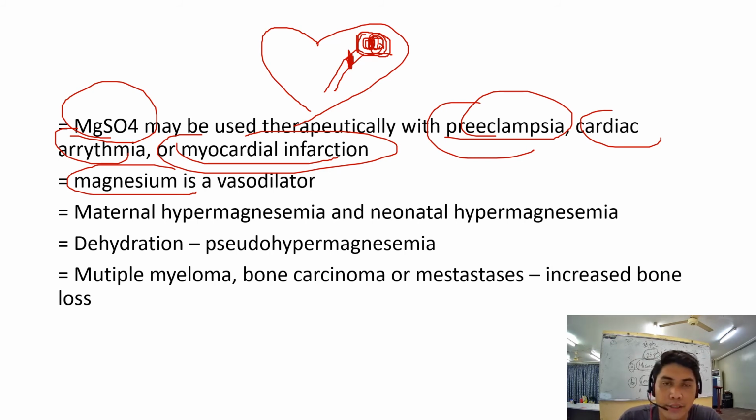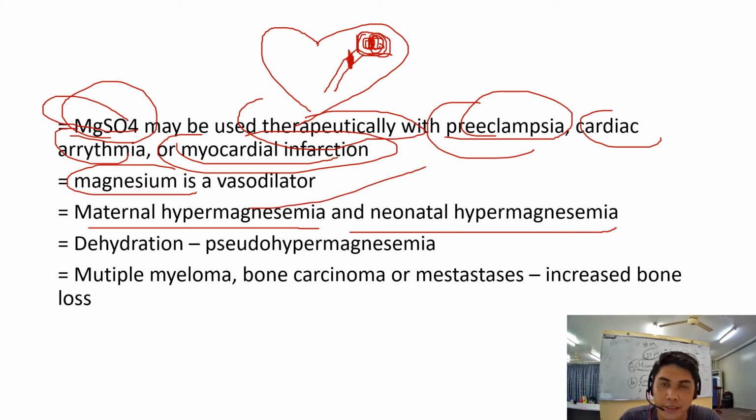Now, the problem with this therapy is that you're introducing magnesium sulfate, so there's a possibility that it can cause maternal hypermagnesemia and neonatal hypermagnesemia for pregnant patients with preeclampsia. Neonatal hypermagnesemia is common due to the inability of the kidneys of that newborn to process magnesium. The kidneys are not that efficient in processing magnesium, so it can cause accumulation of magnesium in the circulation.